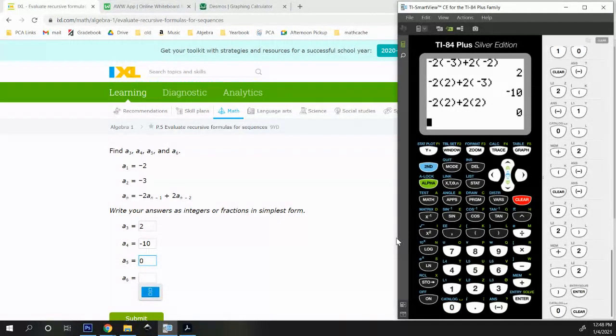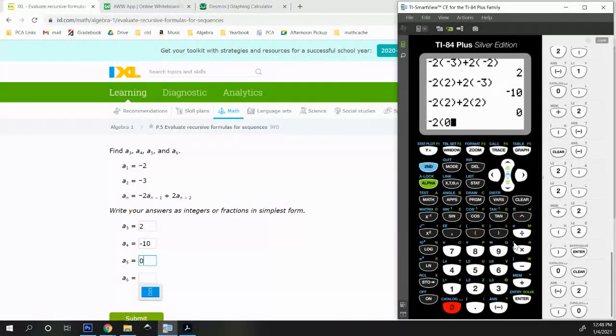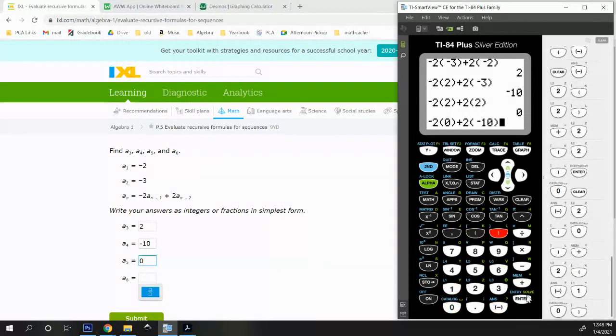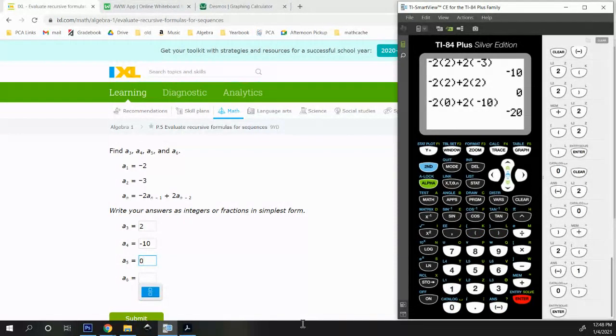Maybe I won't do it on the last one. Okay, and then we want to find the sixth term, so we do -2 times the term before it, so the term before it was 0, plus 2 times 2 terms before it. Well, 2 terms before it would be -10. It gives me an answer of -20.